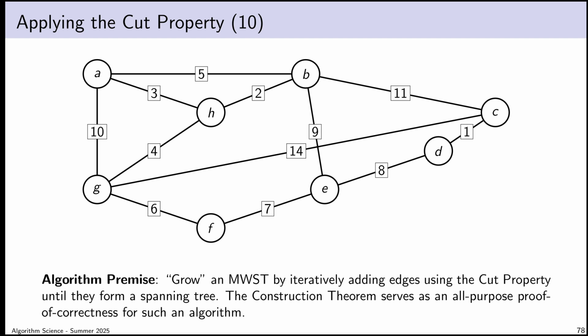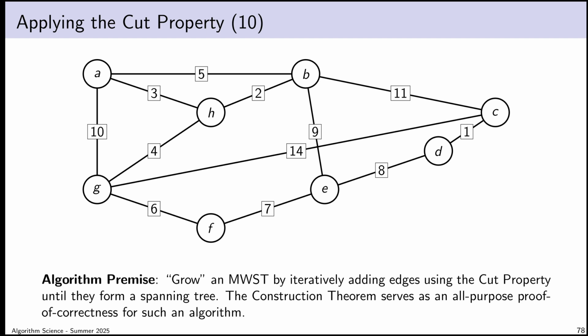Okay, so that brings us to our algorithm premise, which is that I'm going to attempt to construct a minimum weight spanning tree from scratch by iteratively adding edges using the cut property until they form a spanning tree. Once I have some collection of edges that forms a spanning tree, and each of them is an edge to which the cut property applies, the construction theorem guarantees me that this will be a valid algorithm, and that what I end up with is a minimum weight spanning tree.